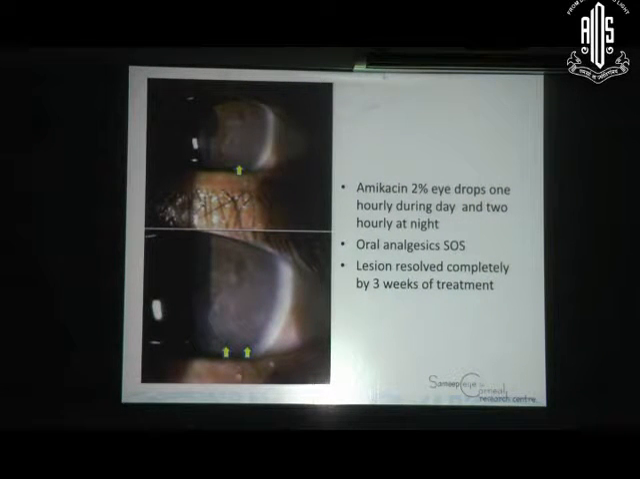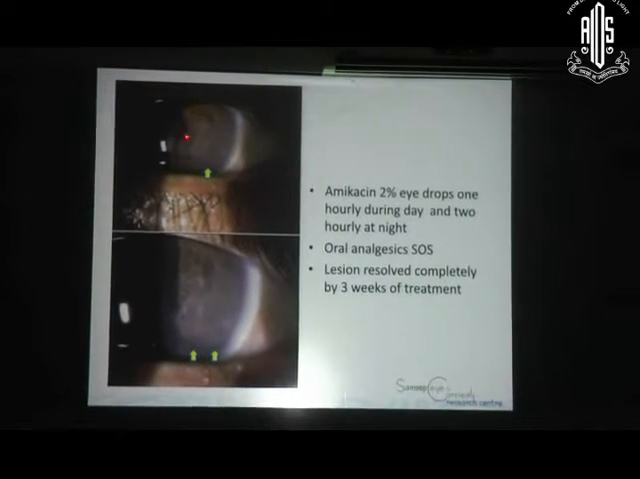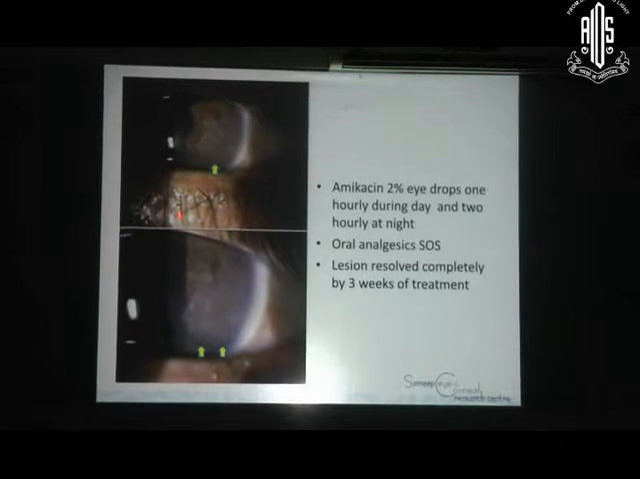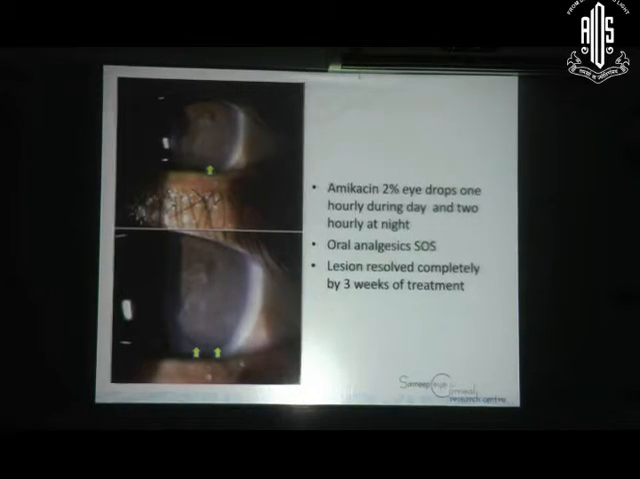So we started him on amikacin 2% eye drops, that is 20 milligram per ml, hourly during the day and 2 hourly at night, and oral analgesics were given for symptomatic relief. As you can see here, the infiltrate has started clearing up and almost healed with a very small, thin, superficial stromal scar. The lesions resolved completely by 3 weeks of treatment.